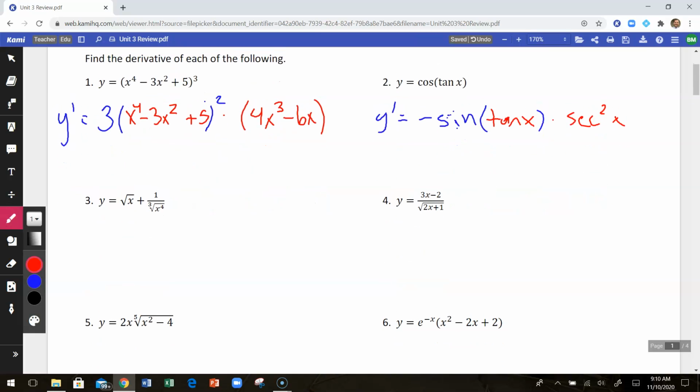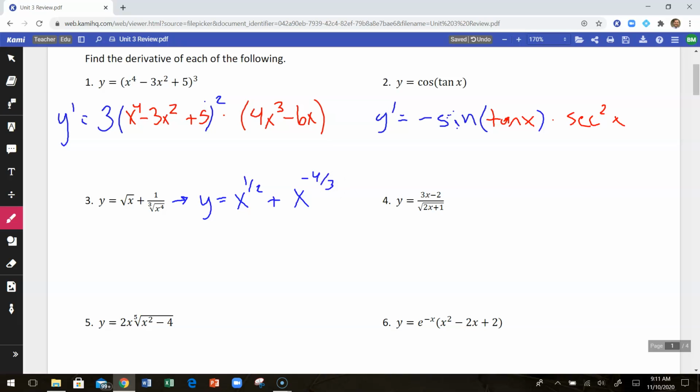Number 3, I simply just need to rewrite these so that I can take the derivative of each term separately. So I will do that first. Notice this is not y prime, this is y. I'm just rewriting these. The square root of x, that's x to the 1/2 power. And then 1 over the cube root of x to the 4th. Well, the cube root of x to the 4th would be x to the 4/3 power, but because it's 1 over that, we can make that negative and bring it to the top. So this is going to be x to the negative 4/3 power.